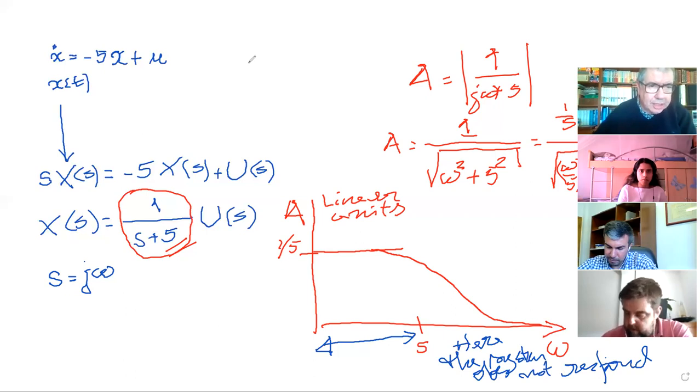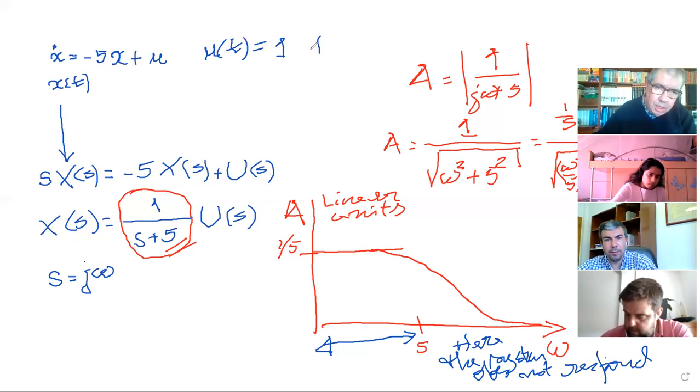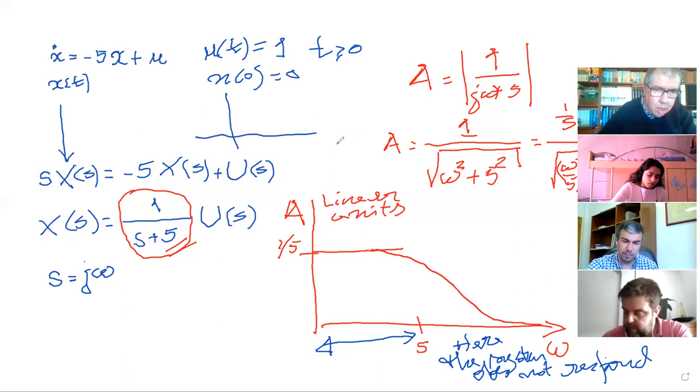Suppose that u is a step. u of t is 1 for t bigger or equal to 0. And x of 0 is 0. So you have time, and you have applied something which is constant. This is u. Now, x starts at 0. Okay?